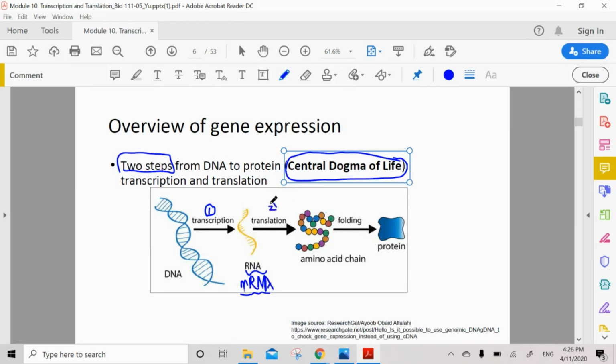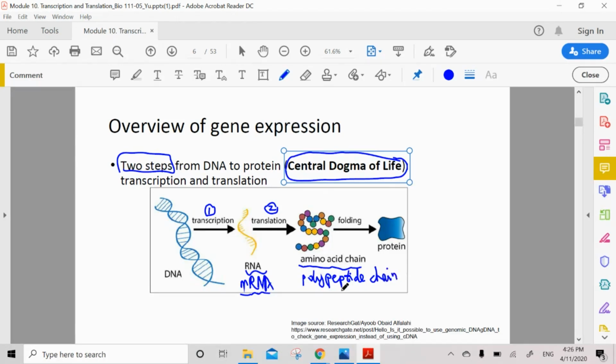And then the second step is called translation. So now we're going to use the genetic sequence in mRNA to make proteins. Now a lot of people say proteins, but just to be accurate, the end product for translation is actually amino acid chain, or you can call it polypeptide chain.